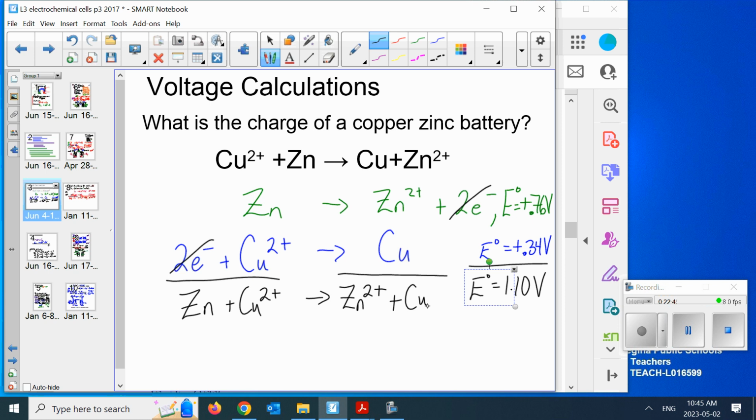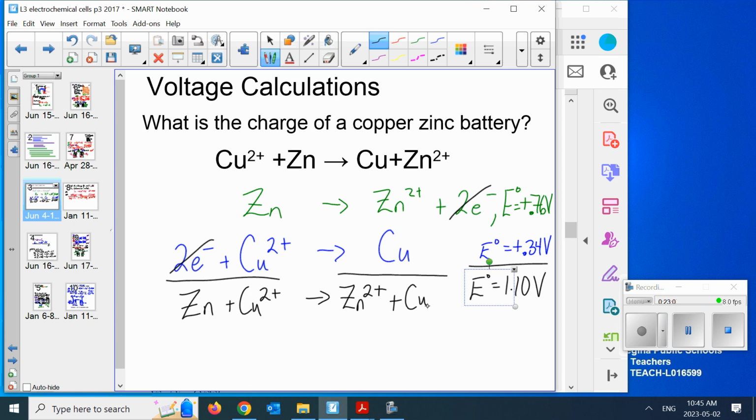Arithmetic is a ton easier. People find this easier than balancing the redox equations that we did last week. That's probably the toughest part of it. This part isn't too bad. So, voltage calculation.